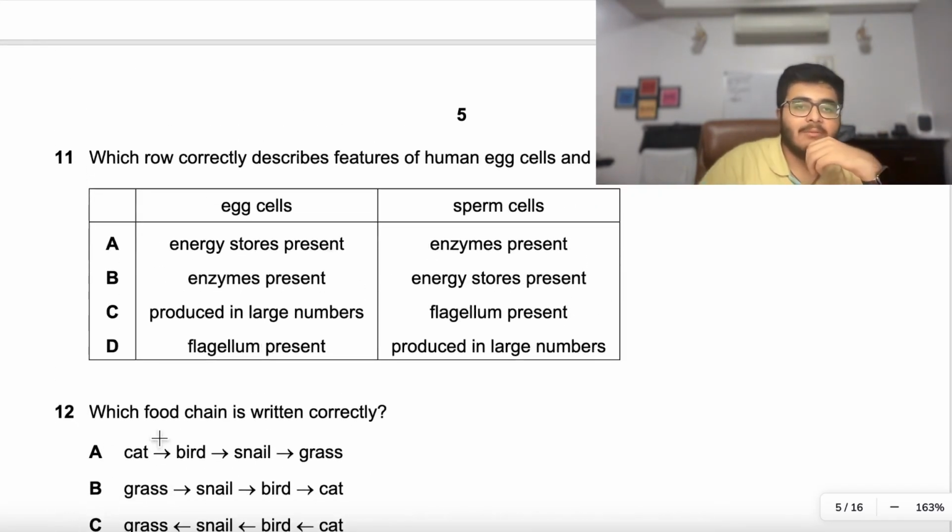Moving on to question number 11. Question number 11 says, which describes the features of the egg cells and the sperm cells. So egg cells, obviously they store energy, right? And sperm cells have a head and a flagellum. In the head they store the enzymes. So energy stores presence, enzyme presence. So question 11's answer is A.